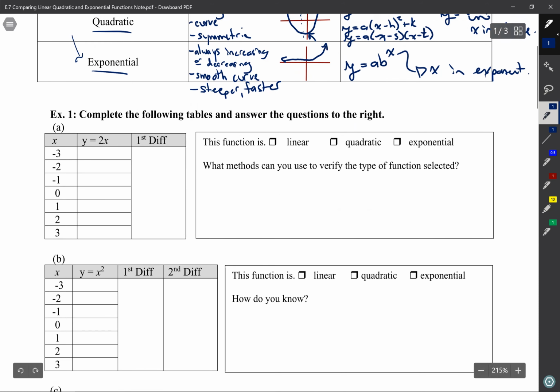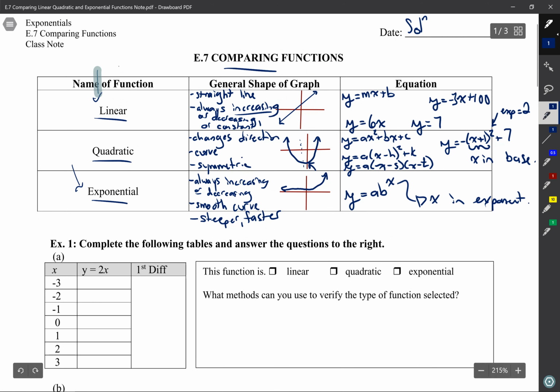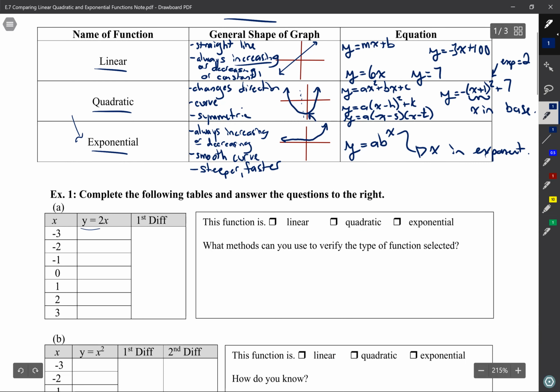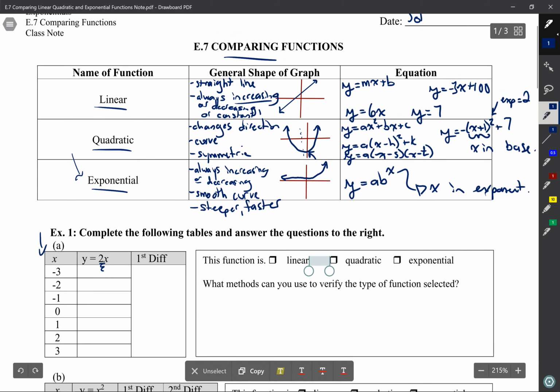Now let's take a look. If we're working with a table of values, how can we identify whether an equation is linear, quadratic, or exponential? So first of all, let's build our table of values. If we look here at this example, we have my given x's all listed, negative 3 through positive 3, and my y's I need to calculate. I can see right from my equation, y equals 2x, and if I pick one section here, I can see that that looks like this equation up here, so it will be linear, but let's see how that turns out when we work with the table of values itself.